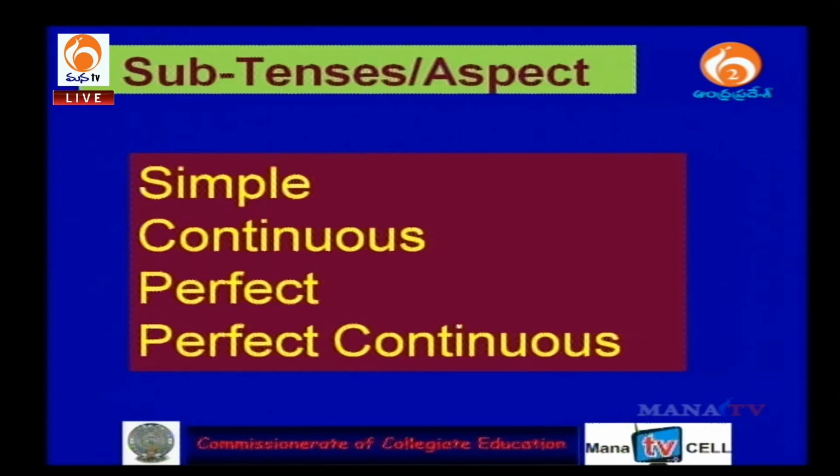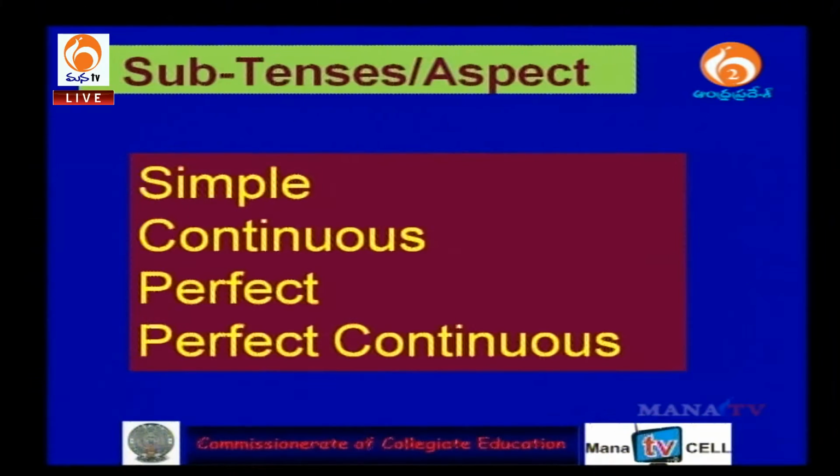The four subtenses are the simple tense, the continuous tense, the perfect tense, and the perfect continuous tense. These four subtenses, as I have told already, can be divided into three aspects: the simple aspect, the continuous aspect, and the perfect aspect. The simple aspect describes either the commencement of an action or the completion of an action. Similarly, the continuous aspect or the progressive aspect describes a continuous action, and the perfect aspect again describes a completion of action.